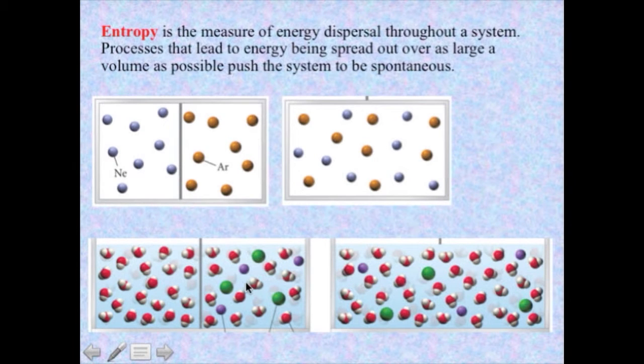The same idea would exist if you had a container of pure water separated by a barrier and a container of water with salt dissolved in it. Remove the barrier, and the salt spreads out throughout the whole system. These are both examples of entropy increasing. We'll learn more about entropy in the chapter on thermodynamics.